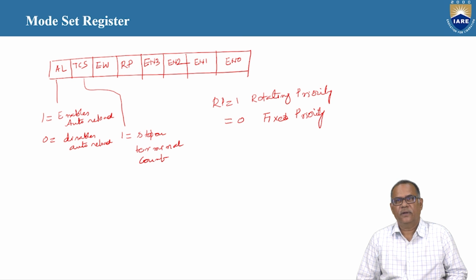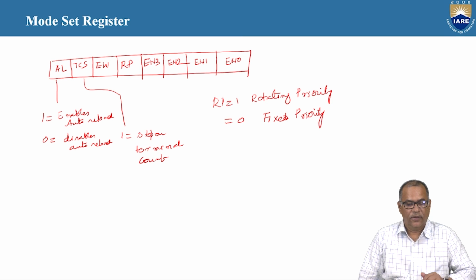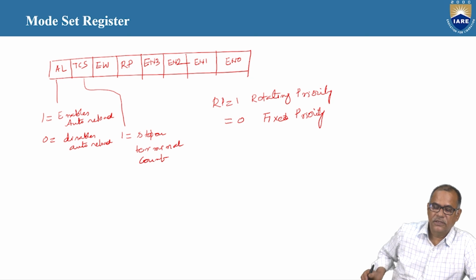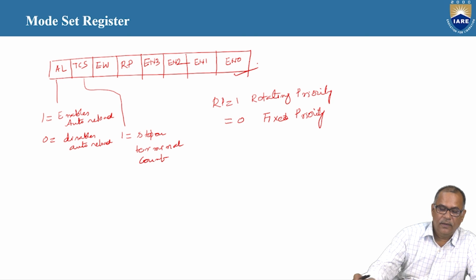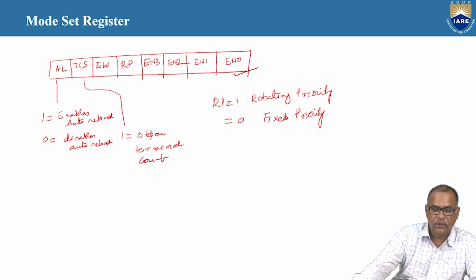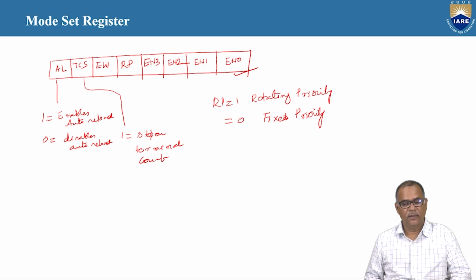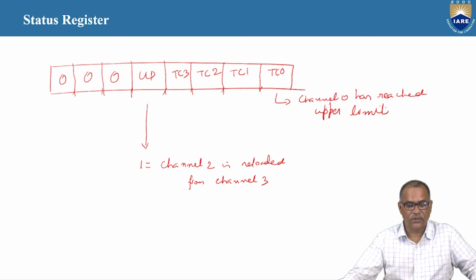And this is the format for the mode set register. You can decide which channel you are using for the DMA. If channel 0 is used, then you have to keep this bit as 1. AL is for auto reload, TCS is for stopping on the reach of the terminal count, EW is for extend write, and RP is for the rotating priority, and the remaining bits enable or disable the respective 4 DMA channels.